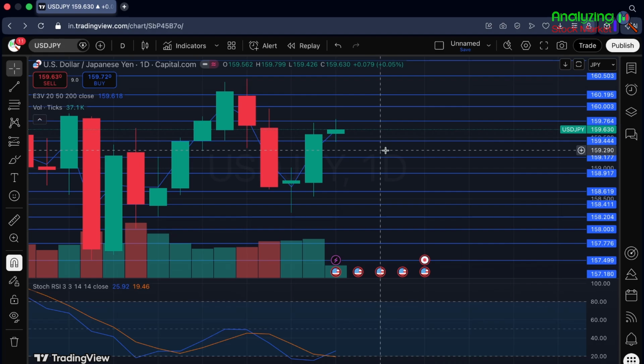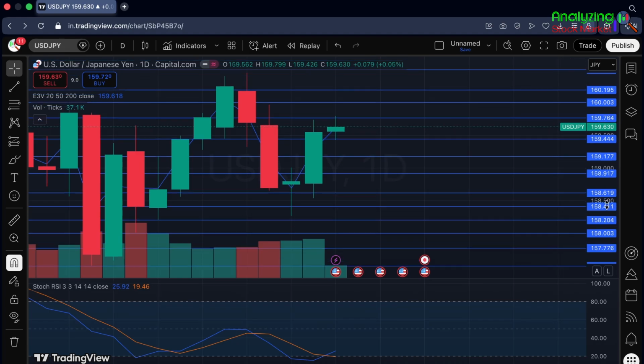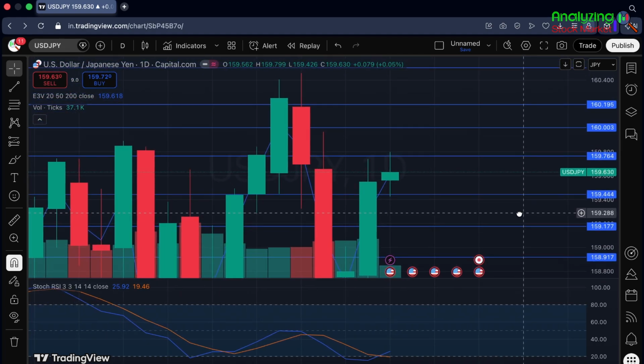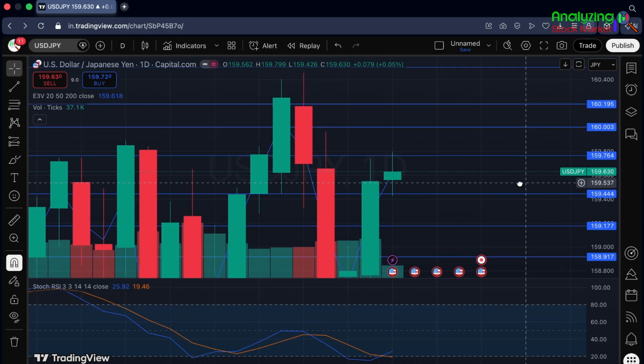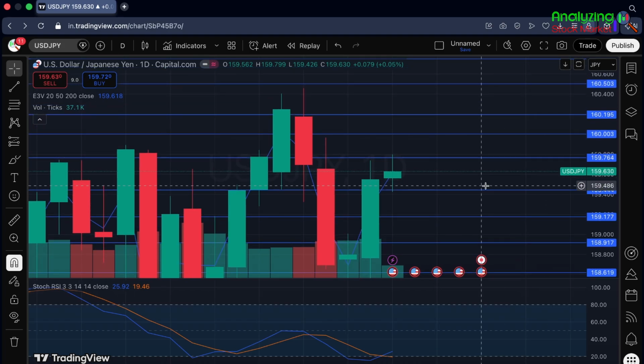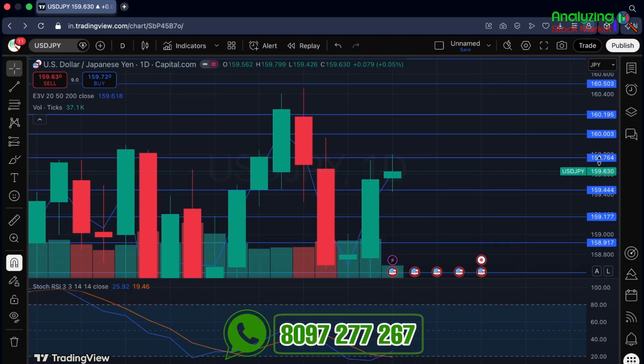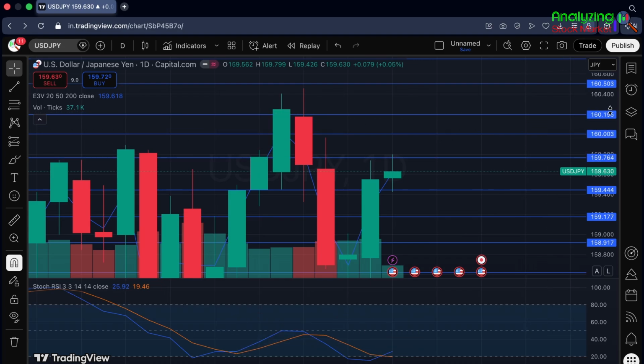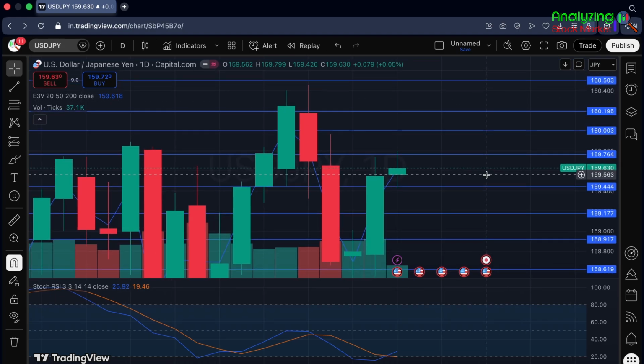Here, some important support zones and resistance zones are already marked, so currently we don't need to mark any new levels. Let's straight away talk about the closing first. 159.630 is the closing here. The direct support is 159.444 and direct resistance is 159.764. After direct support, there is a support of 159.177 and then 158.917. After direct resistance, there is a resistance of 160.003 and then 160.195. These are important support zones and resistance zones which will help you to take better stop loss and target levels according to your bias for this week.